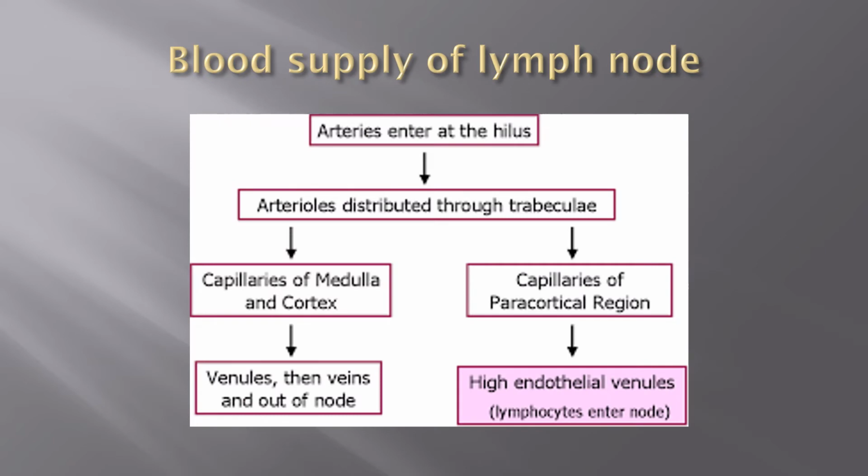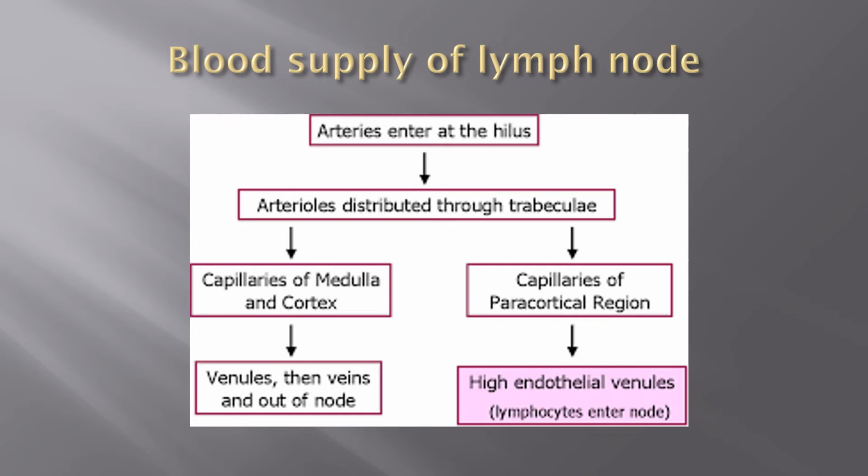Let us see the blood supply of the lymph node in a tabulated form. Arteries enter at the hilus. There, they are distributed throughout the lymph node through trabeculae as arterioles. These arterioles further divide into capillaries of the medulla and the cortex. These capillaries drain into the venules and finally form the veins that come out of the node through the hilum.